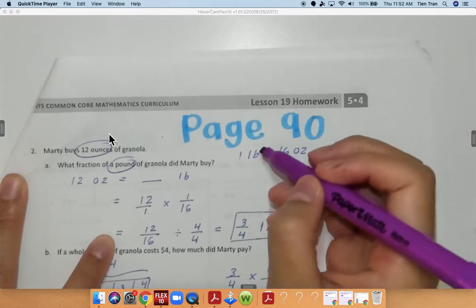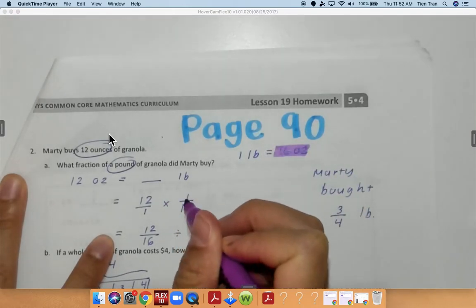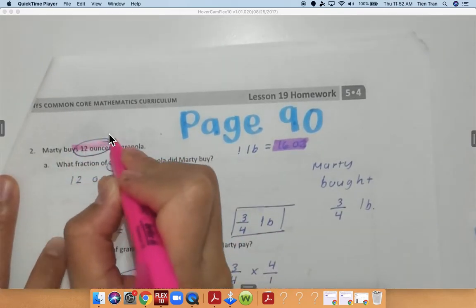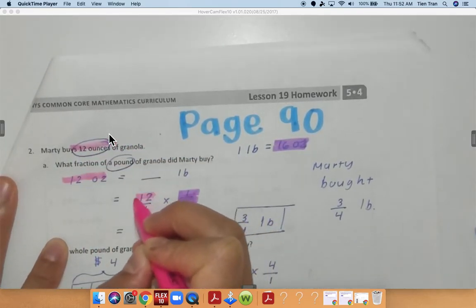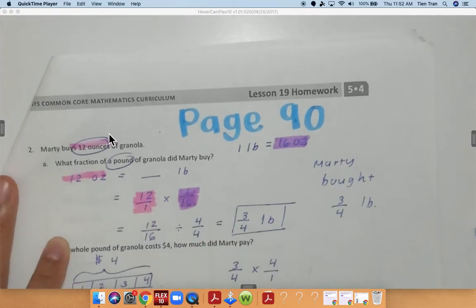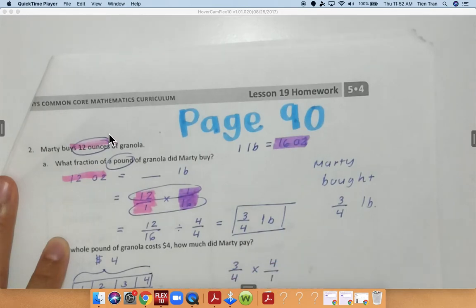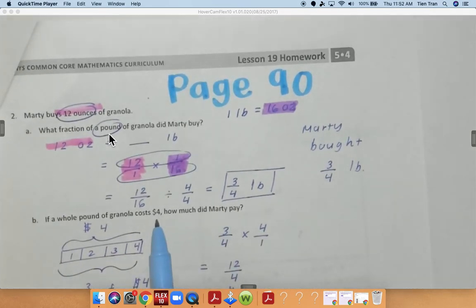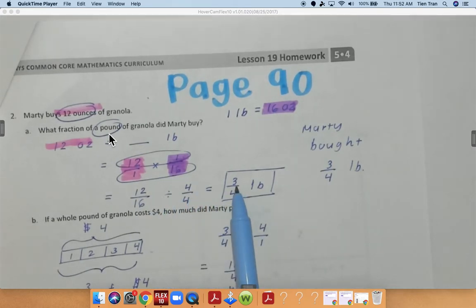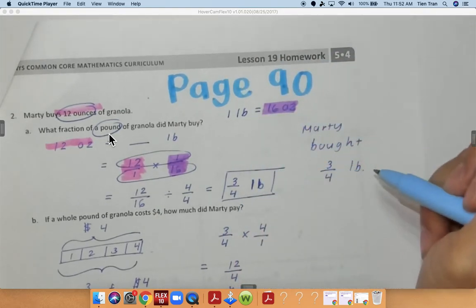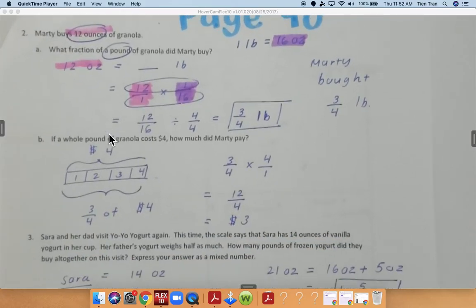So I'm going to take this 16 ounces and I'm multiplying it by 1/16. And where does the 12 come from? It comes from the problem. So I'm multiplying times 12. 12 times 1 is equal to 12. 1 times 16 is equal to 16. I notice that I can divide the top and bottom number to simplify. So 12 divided by 4 is 3, and 16 divided by 4 is equal to 4. So my final answer is 3/4 of a pound. So Marty bought 3/4 of a pound.